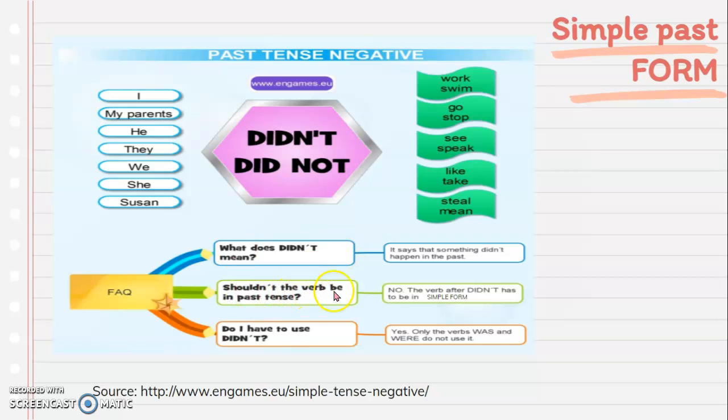Shouldn't the verb be in past tense? No. When we use didn't or did not, the verb always goes in simple form. Why? Because the indicator that we're talking about the past is the auxiliary didn't or did not. That's why the verb always goes in simple form.